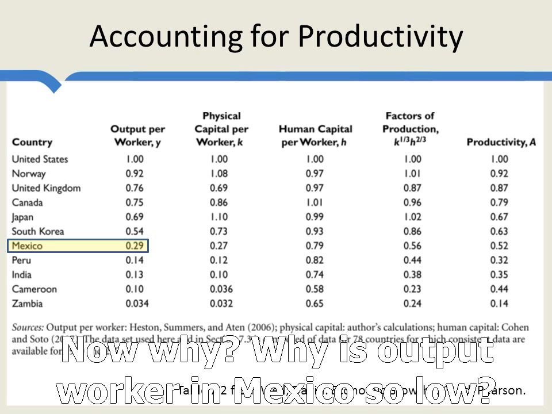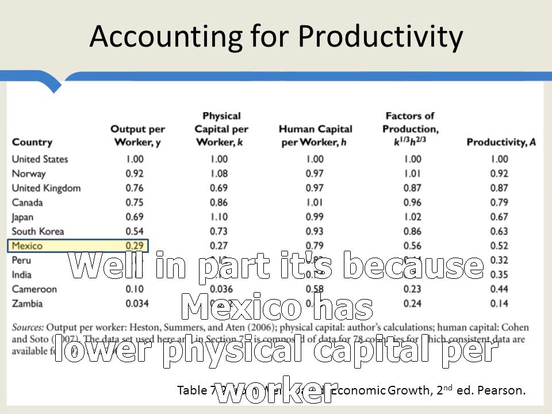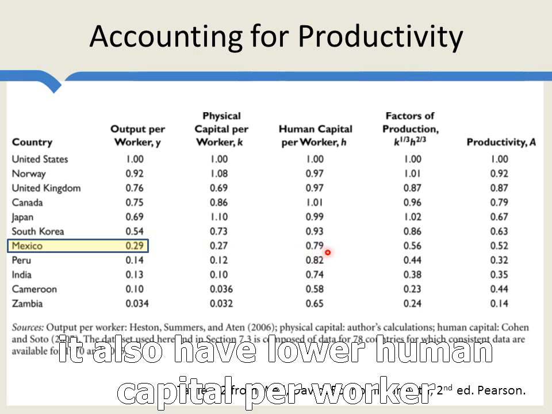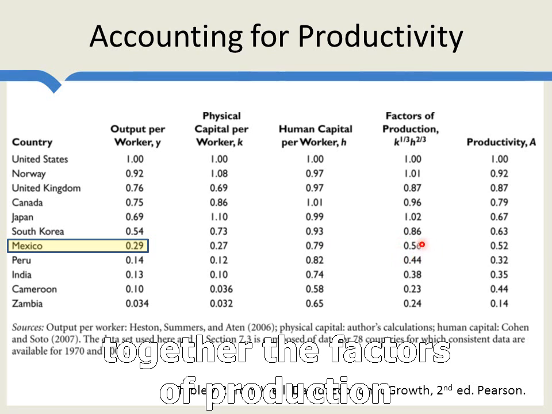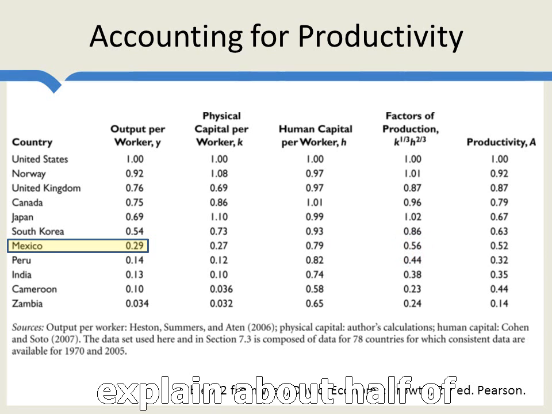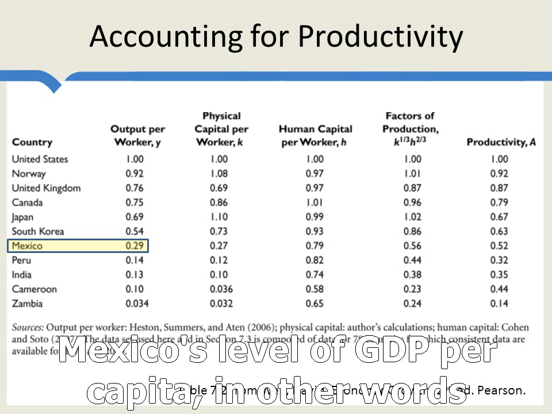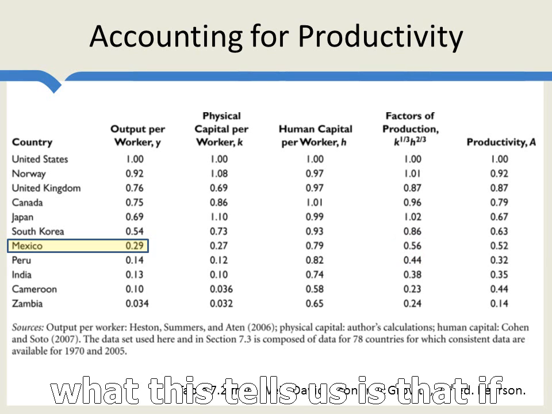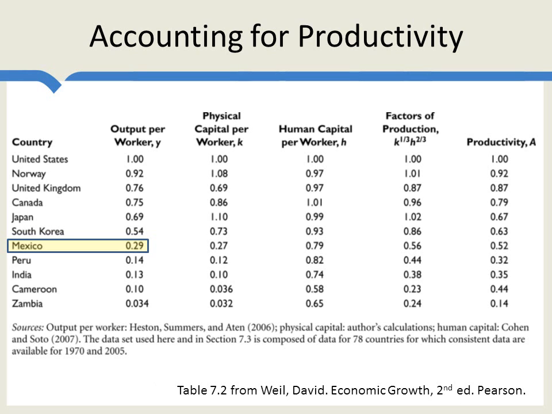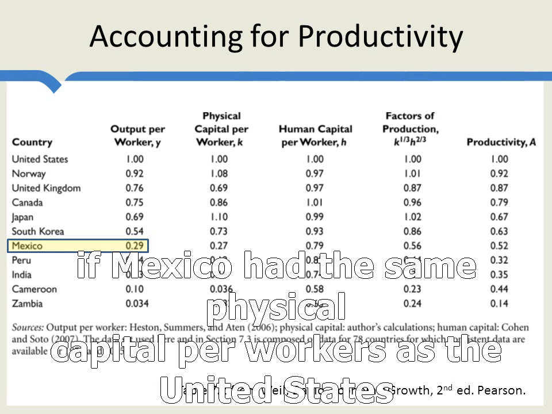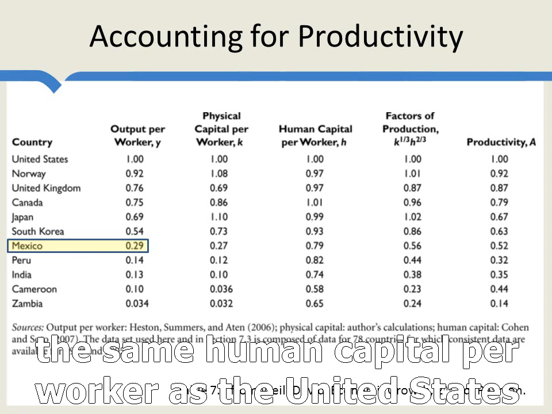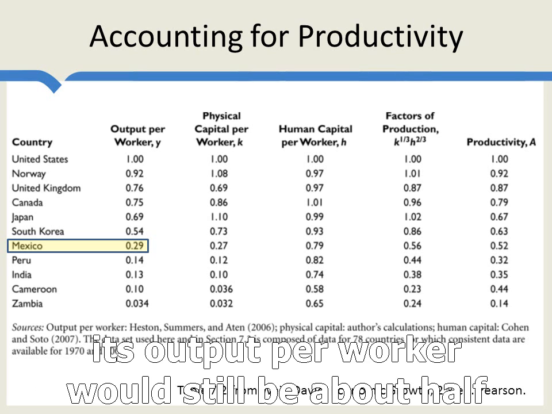Now why is output per worker in Mexico so low? Well, in part, it's because Mexico has lower physical capital per worker. They also have lower human capital per worker. Together, the factors of production explain about half of Mexico's level of GDP per capita. In other words, what this tells us is that if Mexico had the same physical capital per worker as the United States, the same human capital per worker as the United States, its output per worker would still be about half the level in the U.S.